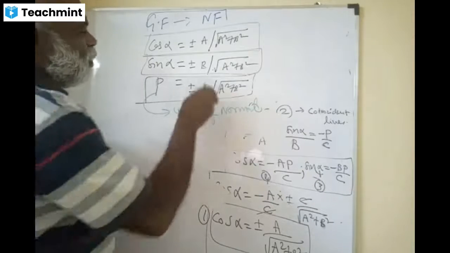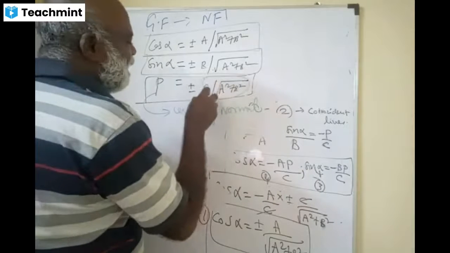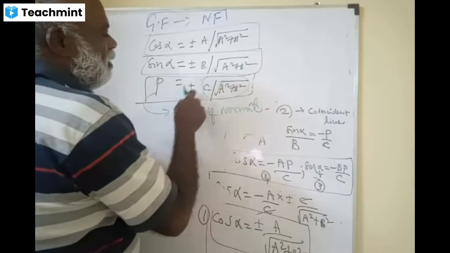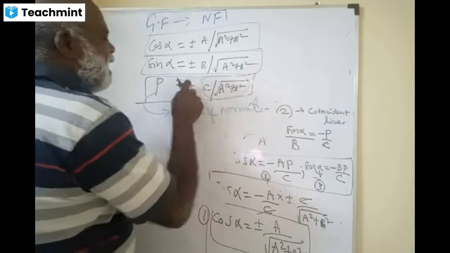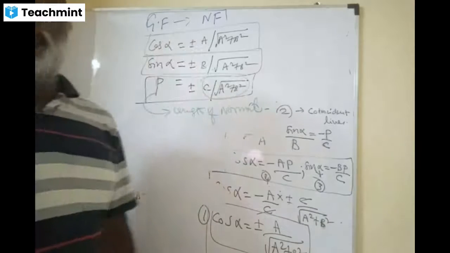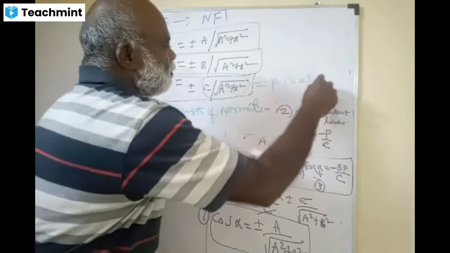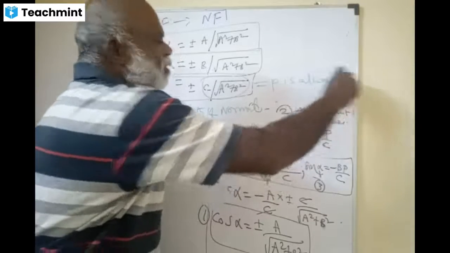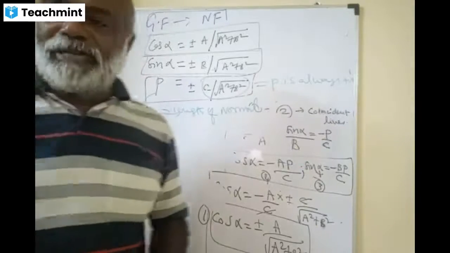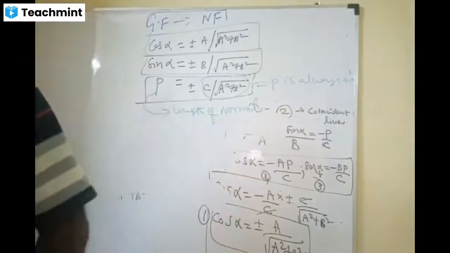If this number comes negative, if C is negative, then take negative here. If this comes positive, take this as positive. So P is always positive. You do one question, then you will get it. Okay, please, you will get it. I'll do it right away.